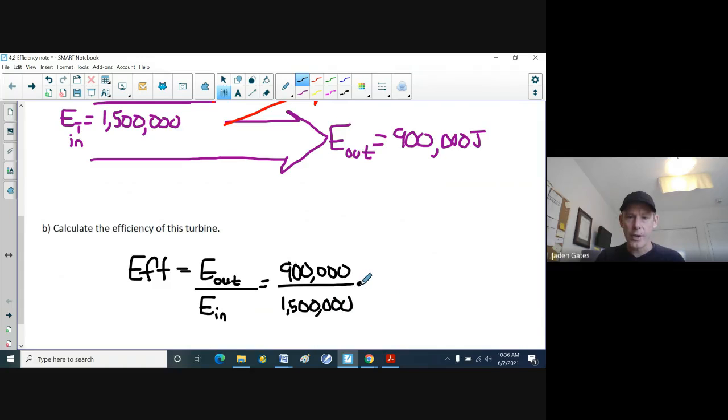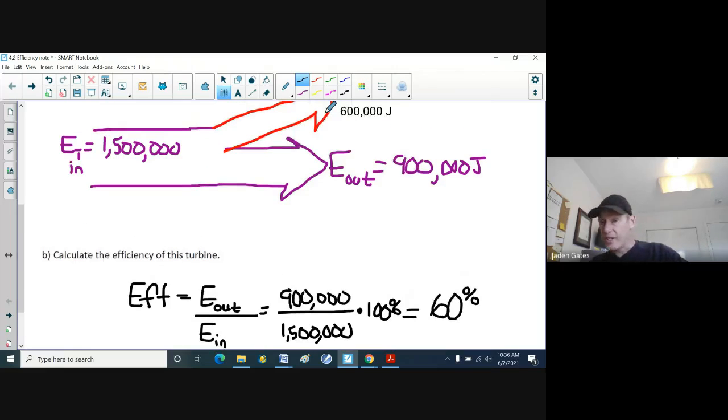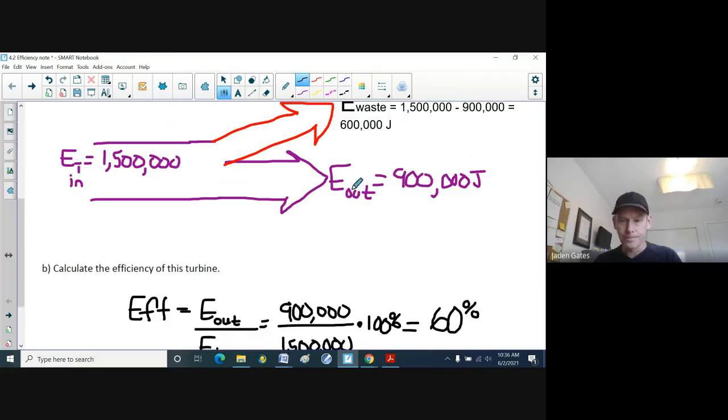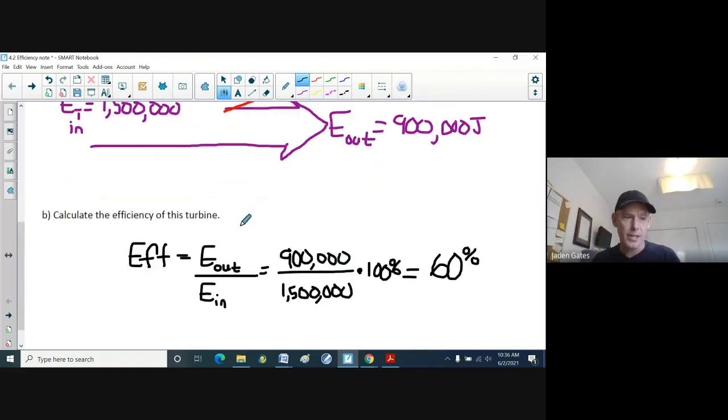And then, of course, I can't forget the times 100%, because when you take these two numbers, 900,000 divided by 1,500,000, you're going to get a decimal. So I take 900,000, divide it by 1,500,000 and then times it by 100%. The efficiency of this turbine is 60%. There we go. And where did the wasted energy go? Usually it's heat or sound when it comes to a wind turbine. I don't know what the actual efficiency is. I just made this up.